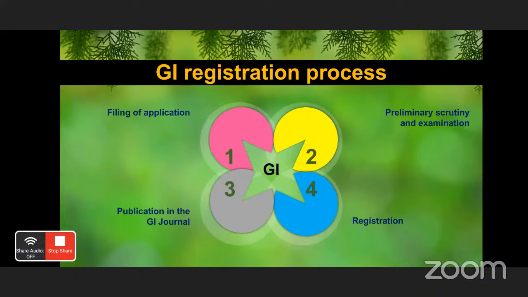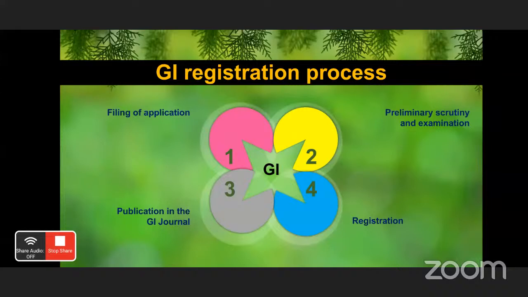After that, if all the procedure is done, then it is published in the GI journal. It is published by the GI registry. It is an online journal. So they publish our application in the GI journal. Now it is open for public inspection. If anybody wants to file any objection, they can file the objection within three months from the publication in the GI journal. If somebody files an objection, then the applicant has to give the counter statement. Then again they will have to give the producer evidences, and then there will be a hearing. And if nobody files an objection, then the GI registry will grant the GI registration and issue the registration certificate. So this is the registration process.